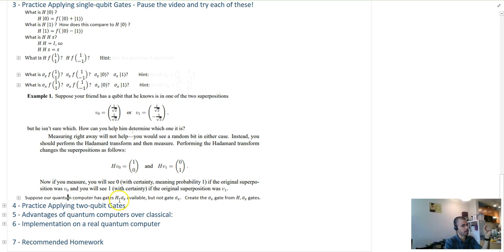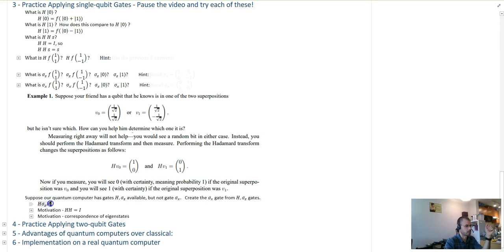Suppose our quantum computer has a Hadamard gate and a Pauli Z spin matrix available, but it doesn't have the Pauli X matrix gate. So what we want to do is effectively create this gate using these. Try and figure out how to do that. So here's the answer: Hadamard, sigma z, Hadamard. You could figure it out.